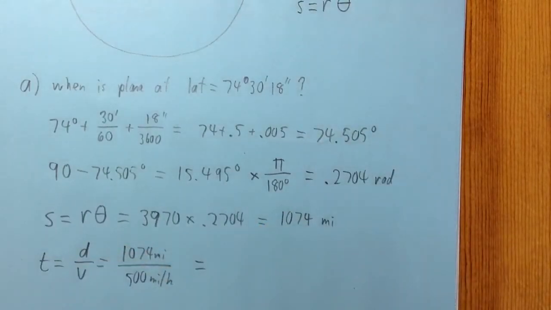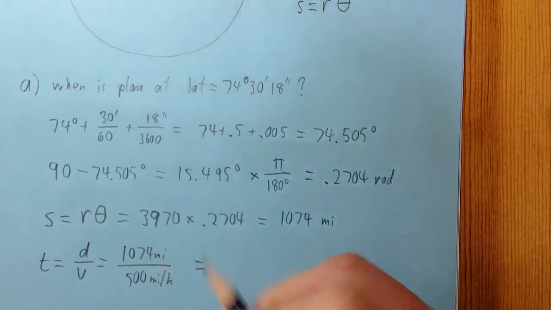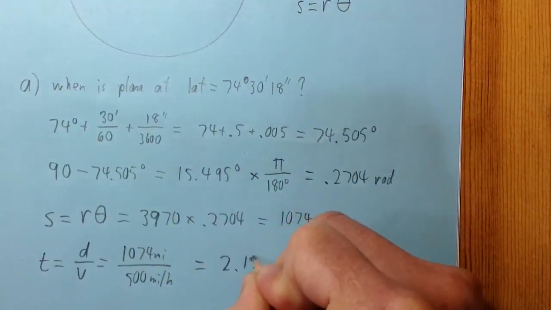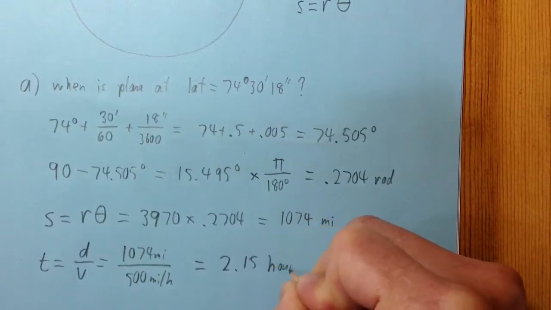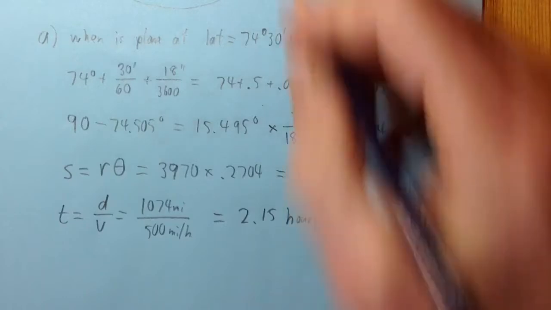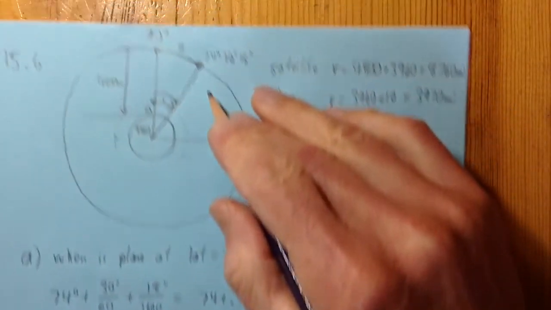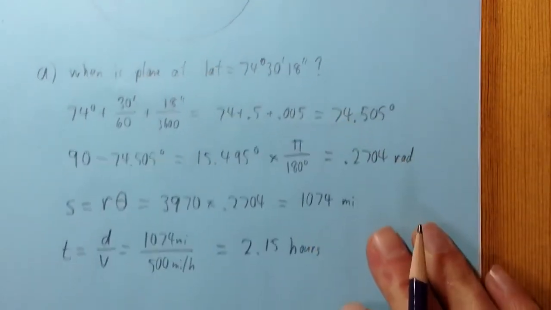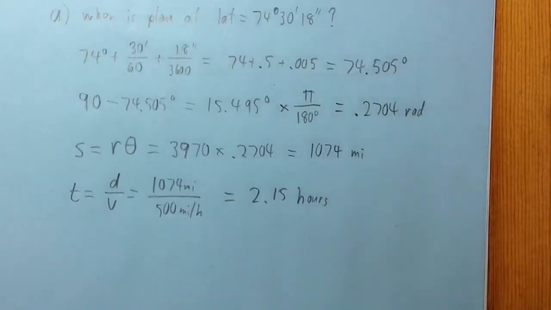Divide that by 500. So I get 2.14, let's say 2.15 hours. So it took the airplane 2.15 hours to get to that latitude. Okay, to get to latitude 74 degrees, 30 minutes, 18 seconds. Okay, good. That's part A. Hooray. We are 1/4 of the way done.